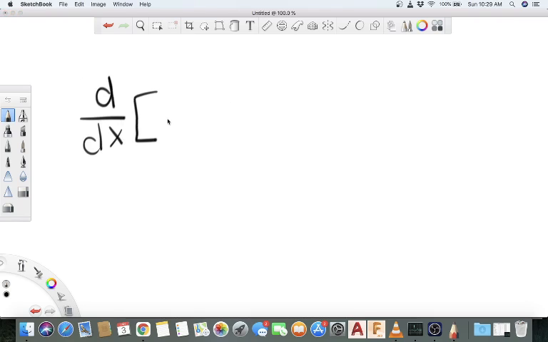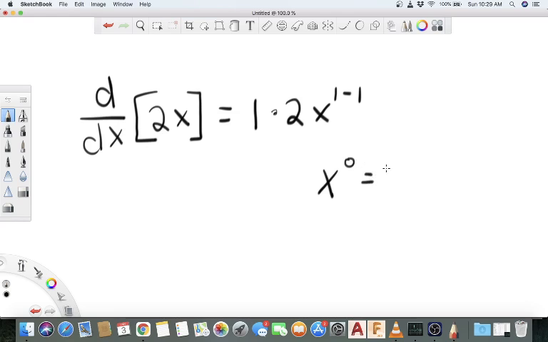If I had the derivative of 2x, remember that x has an invisible number 1. So it's raised to the power of 1, but in math we don't write that. So it's going to be 1 times 2 times x raised to the power of 1 minus 1. And so x raised to the power of 0 equals 1, if we remember that from algebra. And so we would be left with just 2. And that would be our final answer. That is the derivative using the power rule.